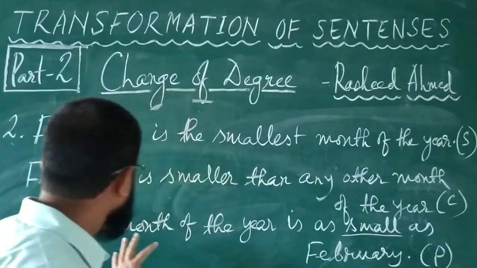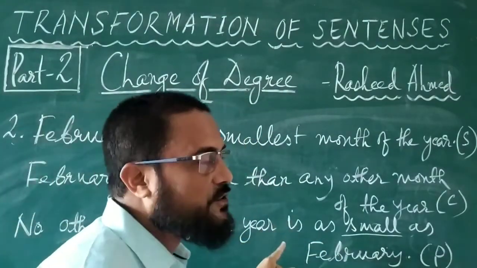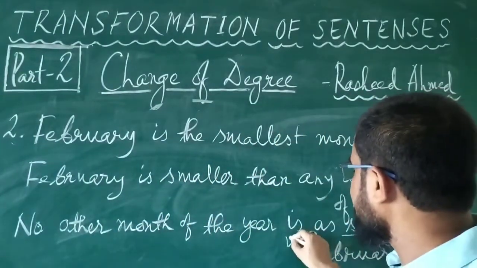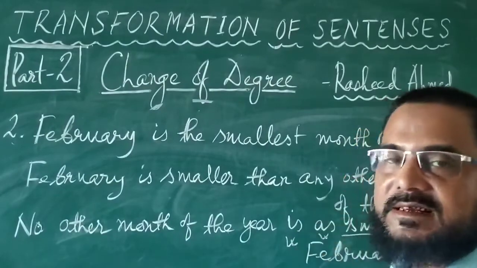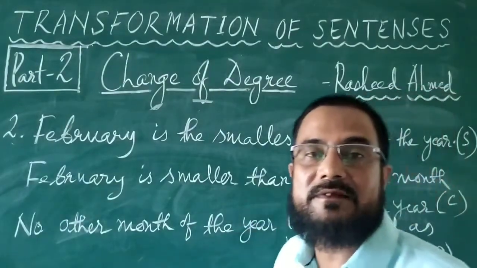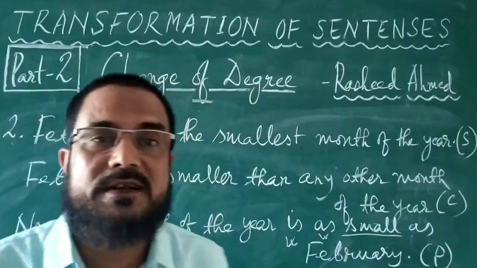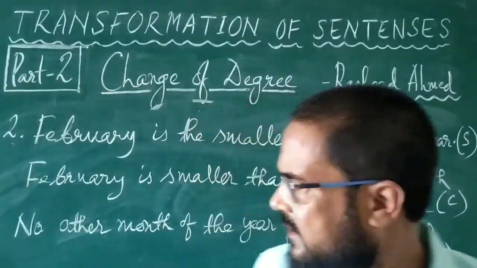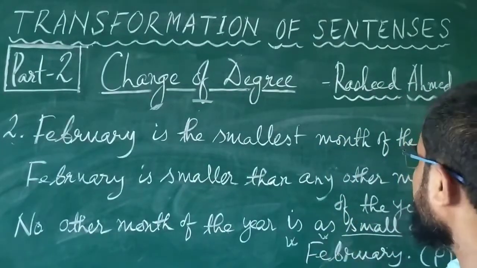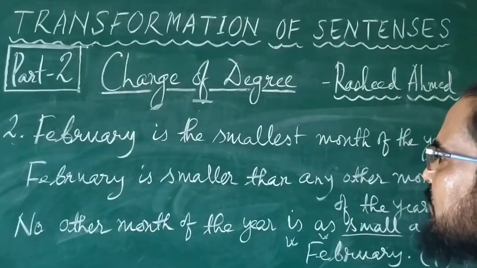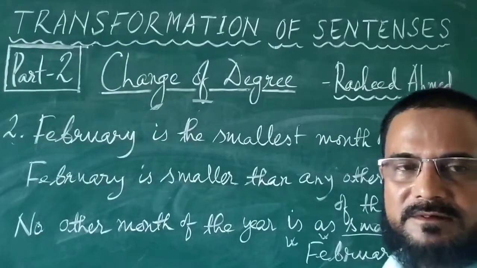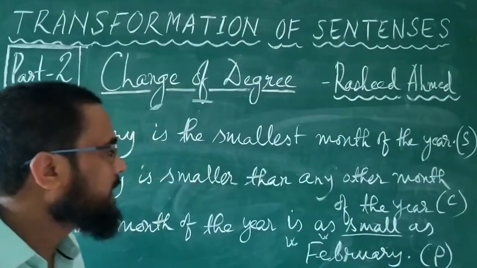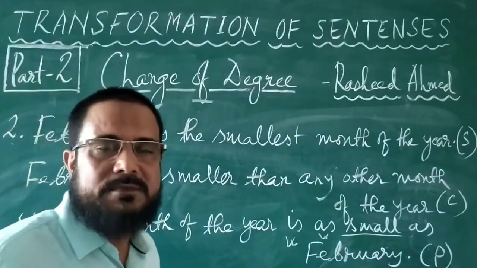And remember, no other month of the year is. Many students, while writing the sentence in positive degree, miss this "is". After "is" there is "as", and they often miss the verb "is". If you miss the verb "is", the whole sentence will not carry meaning. It will be incomplete. So you will lose marks. February is the smallest month of the year, superlative degree. February is smaller than any other month of the year, comparative degree. And lastly, positive degree: no other month of the year is as small as February.